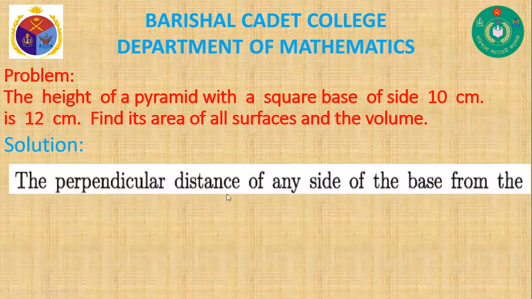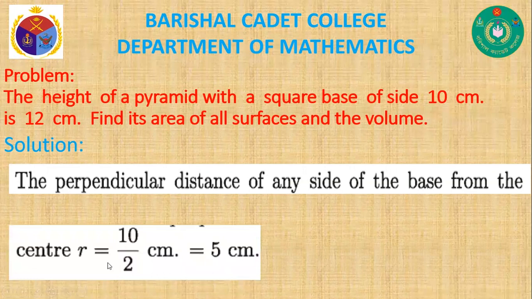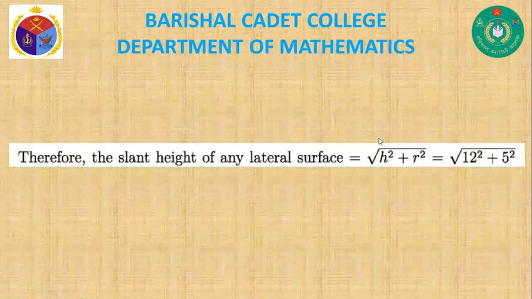So let us start. The perpendicular distance of any side of the base from the center. Given the pyramid with a square base of side 10 centimeter, that is, the base is a square and the length of that square is 10. So the perpendicular distance of any side of the base from its center will be r equal to 10 by 2, that is 5 centimeter.